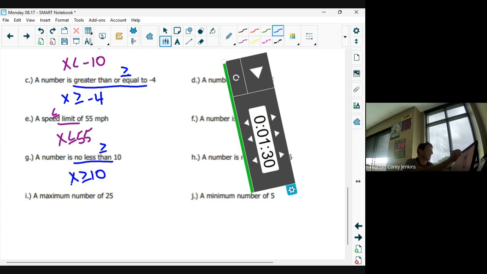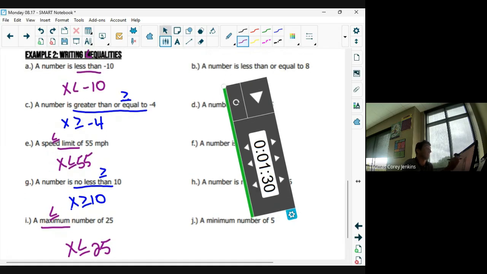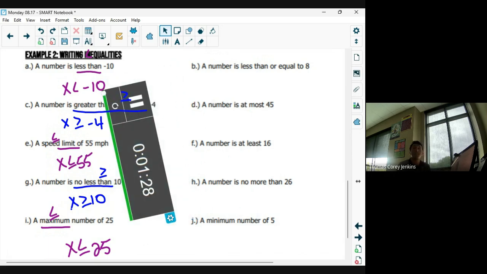And then maximum, a maximum of 25. So that would be, anybody know? That'd be, yep, just like our speed limit. X is less than or equal to. Very good. X is less than or equal to 25. Okay. I'm going to go ahead and let you try the row to the right. I'll go over those answers in 90 seconds, and that'll be that. You guys are doing great.